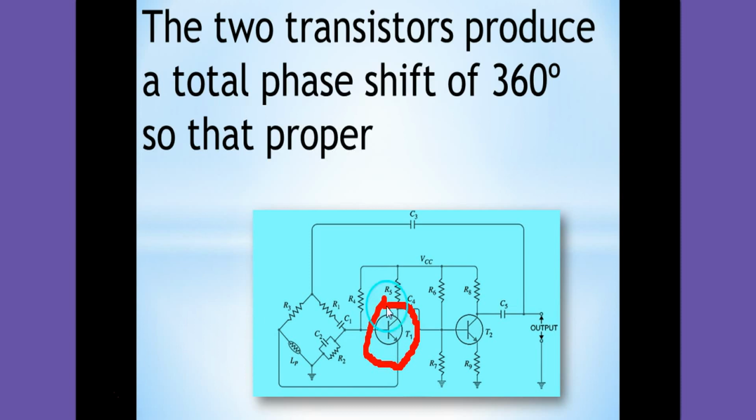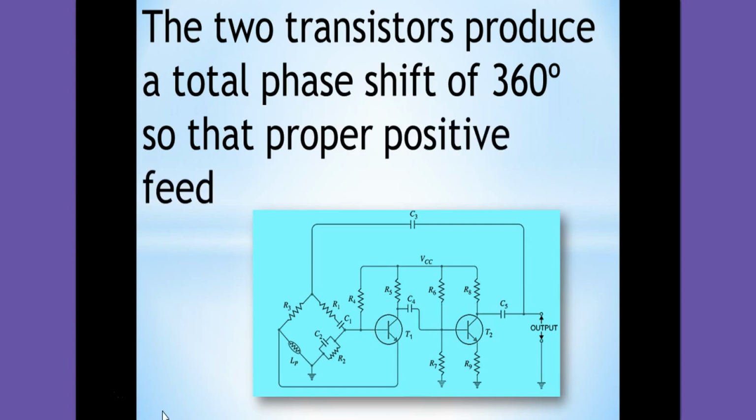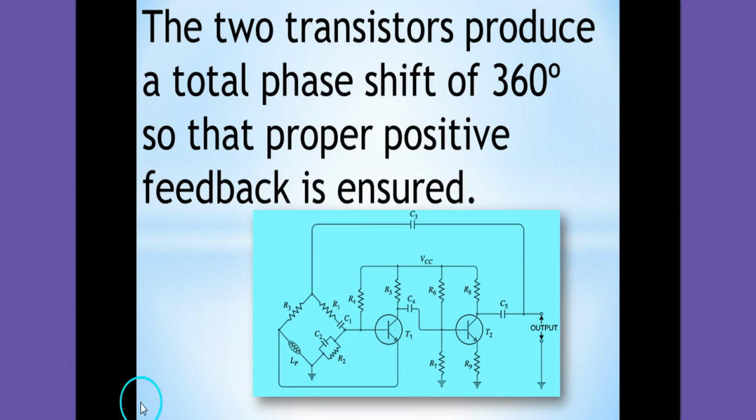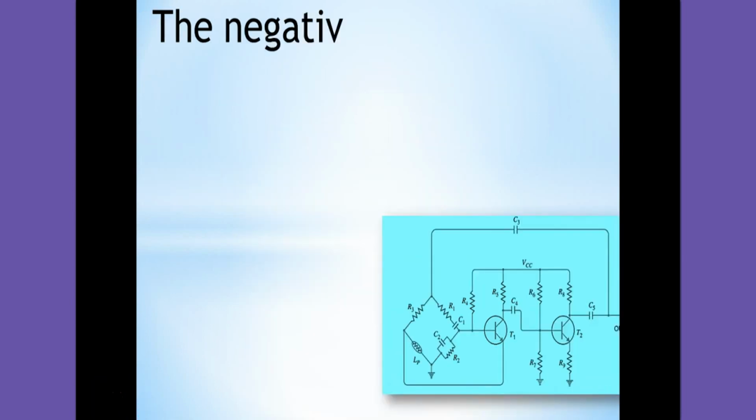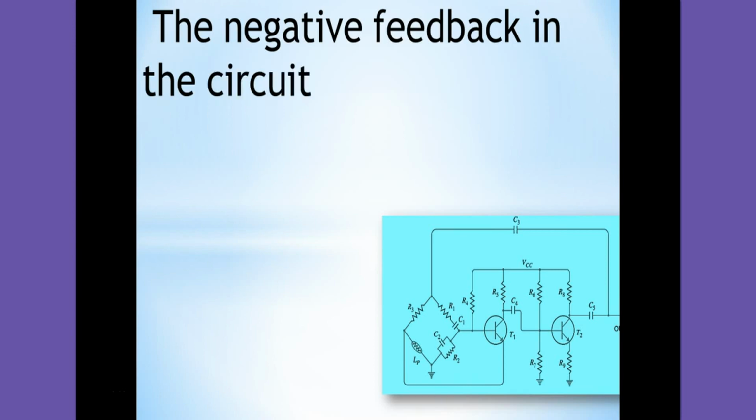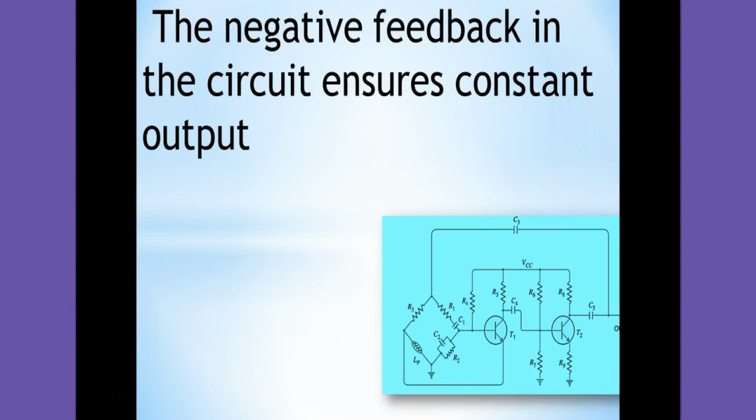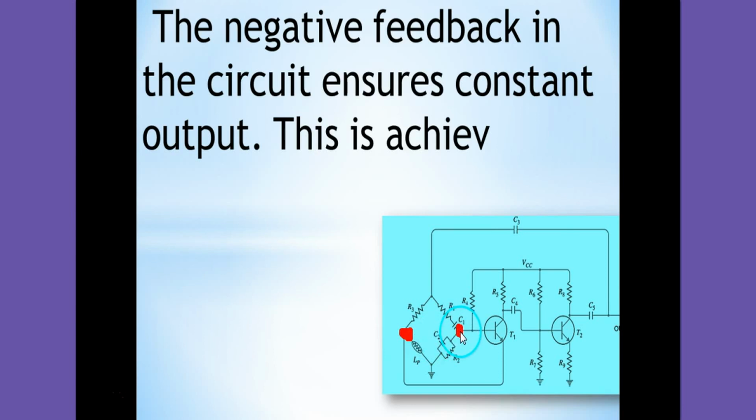Transistor T1 produces a phase shift of 180 degrees. Transistor T2 produces a phase shift of 180 degrees, so the total becomes 360. That means the feedback signal comes in phase with the input signal. This is an essential condition for an oscillator. The V1 signal applied between base and emitter of T1 can be adjusted with the help of the two voltages and with the help of the bridge arms. Okay.